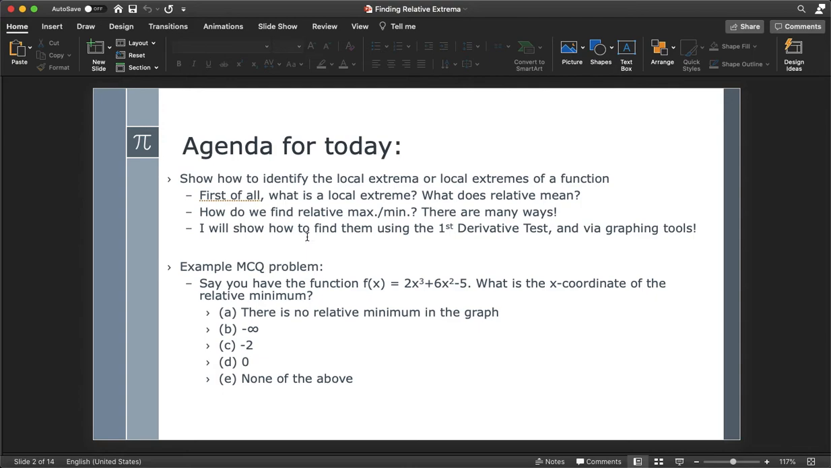I'll show you how we find relative maxes and minimums. There are many ways, but I will show you how to find them first using graphing tools, using the Ti-Nspire, and then the first derivative test. And I have an example MCQ problem.